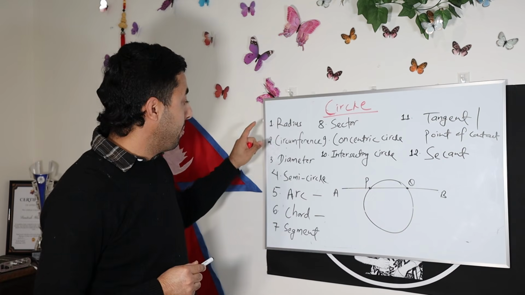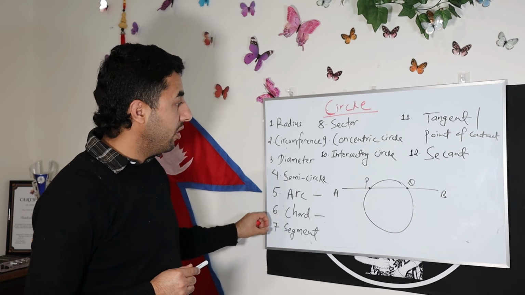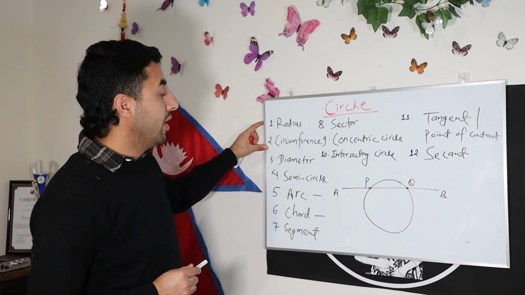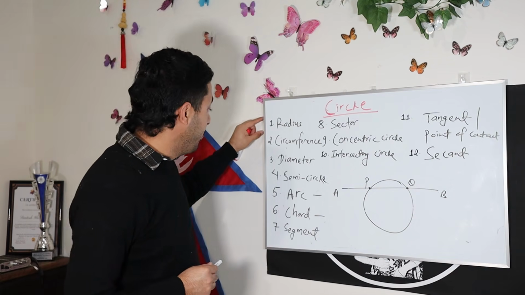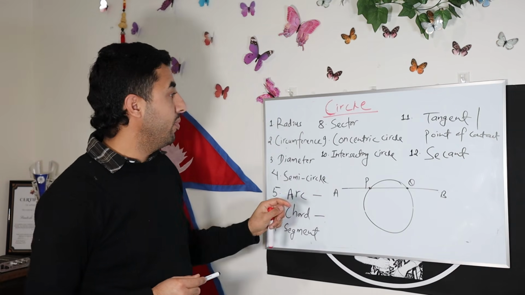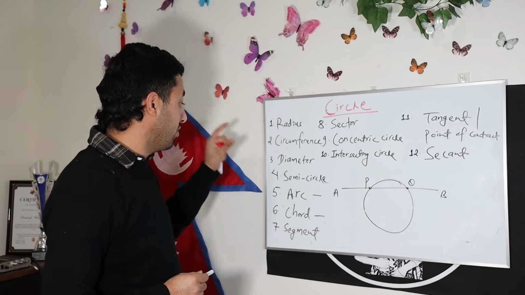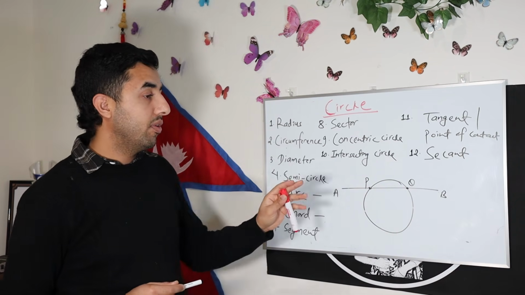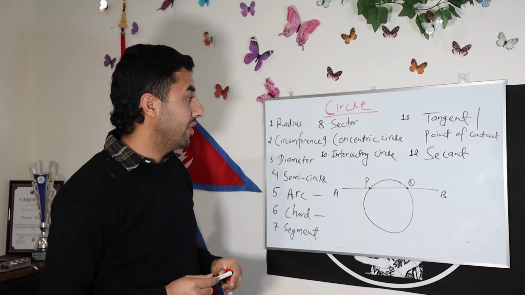So these are the basic things of the circle. So this is lesson 1 for the circle. I hope you understood these terms. If you understood these terms, it will be easy for you. Other than that, it will be hard for you to solve the problems and the theorems.